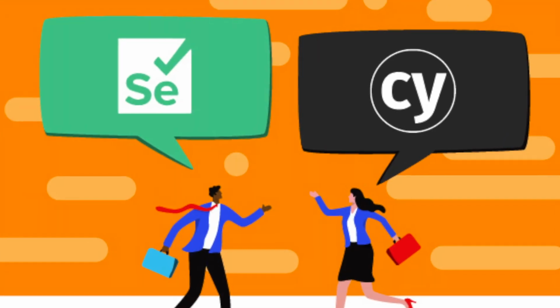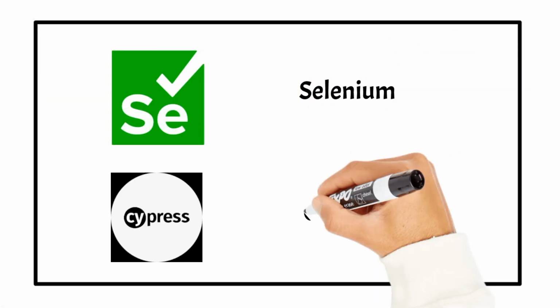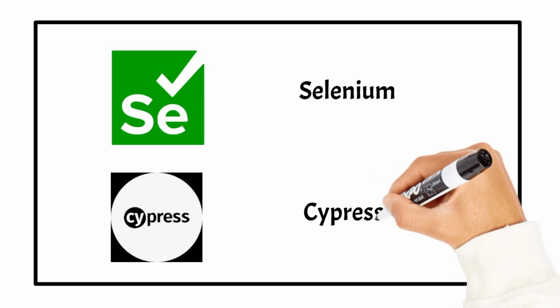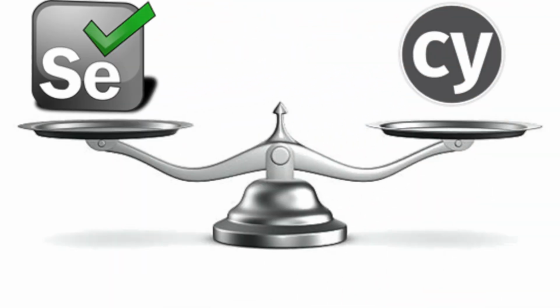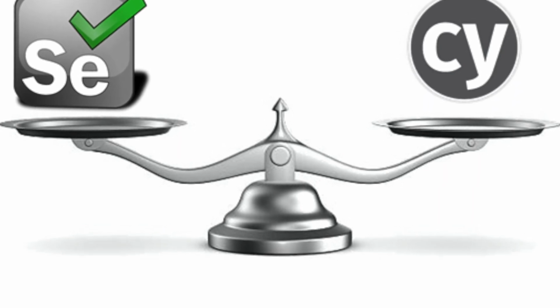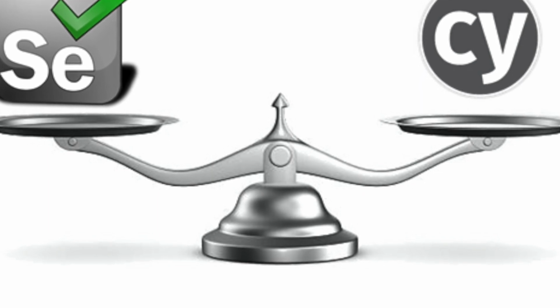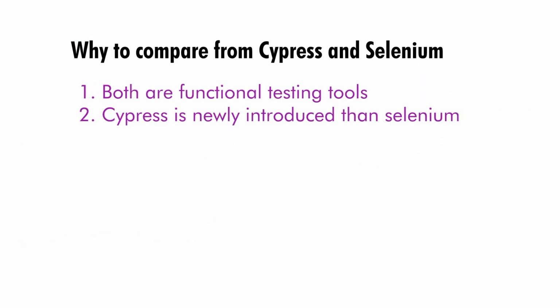In this video, we are going to see a comparison between two famous automation tools, Selenium and Cypress. So let's get started. Why compare Selenium and Cypress? Cypress and Selenium are test automation tools used for functional testing of web applications by automating browser actions. Selenium has been a widely used tool for years, whereas Cypress is a very recently introduced tool in the test community. In spite of Cypress being recently introduced, it has gained significant traction.